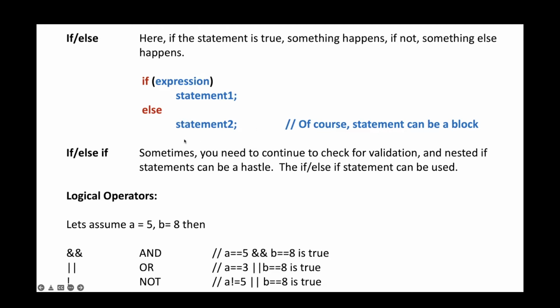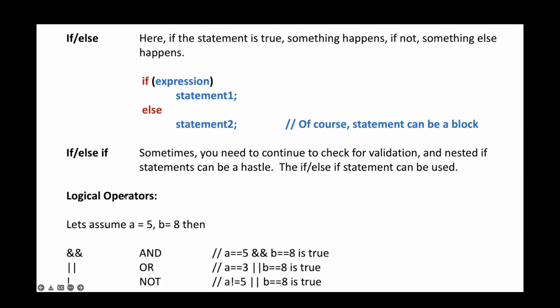And finally, for the if statements, we have the if, else if. Sometimes you need to continue to check for validation. You don't want to be nesting them. So just do if, else if, else if, else if, and you keep doing that. And of course, at the end, you can do an else statement by itself and do a value. I'm going to be doing an example of all this at the end, so don't worry about it. I'm going to have an example for each one of the things that we see here.